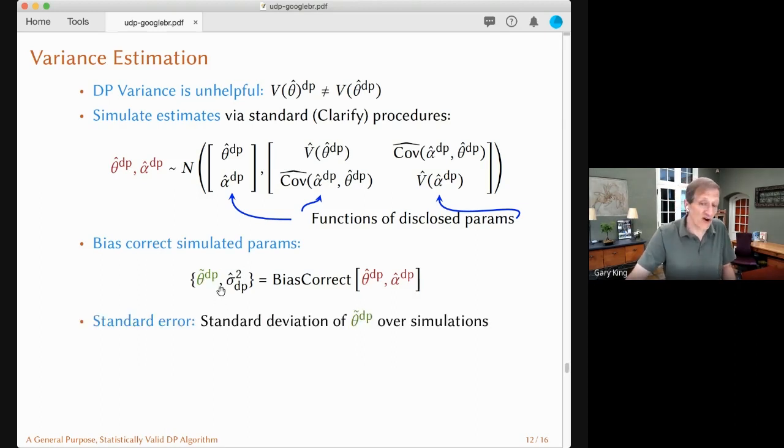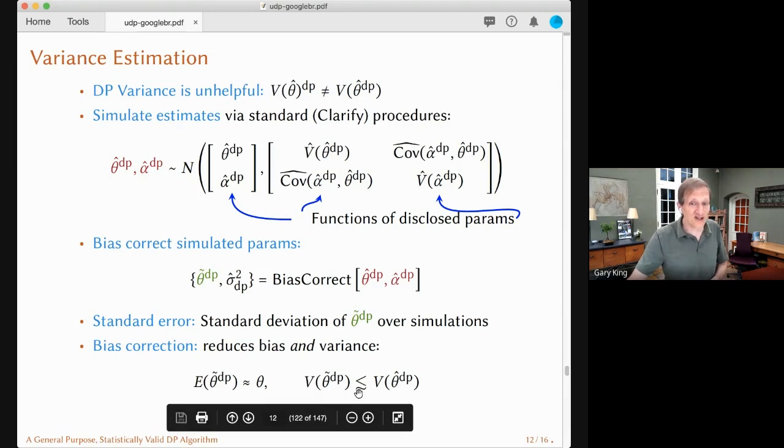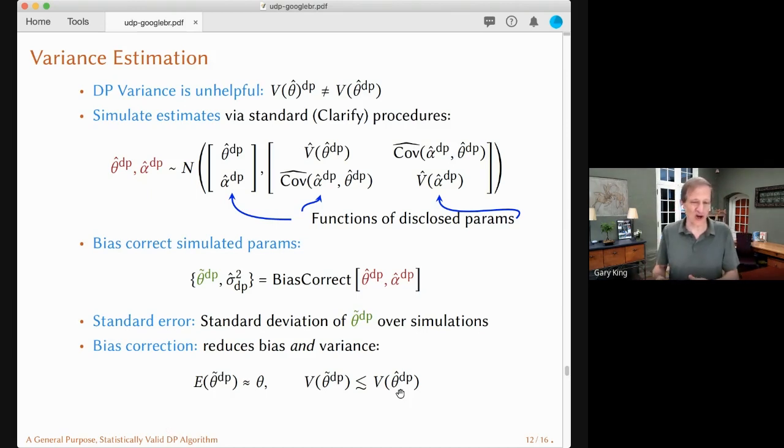And then the standard error is just, you do this a whole lot of times and take the standard deviation of these simulated values. An interesting result of this whole thing is, as I said, the point of it is that the differentially private result is approximately unbiased, which is great. But in addition, usually when you correct bias in statistics, you pay for it in variance. But in this case, it turns out the variance is also lower. So if you do this procedure, you get an unbiased estimate approximately, and you get a lower variance. So it's good to have both.